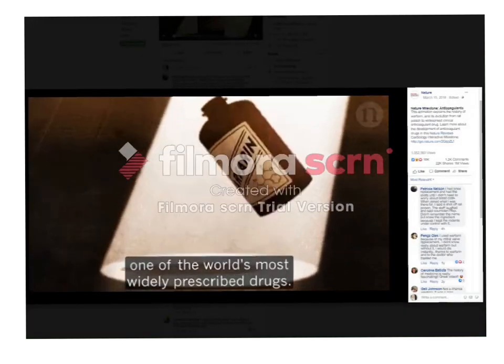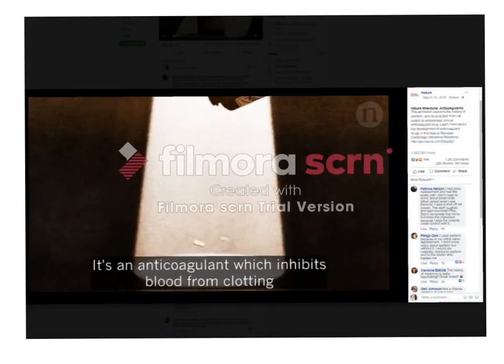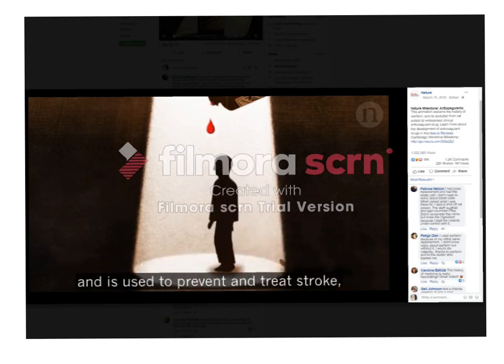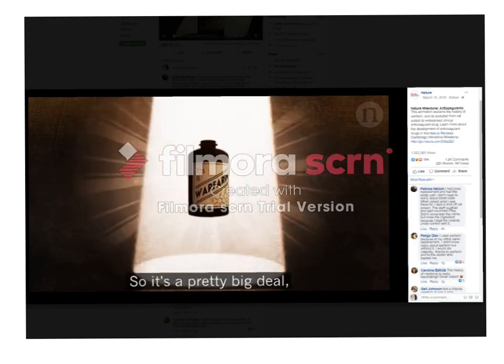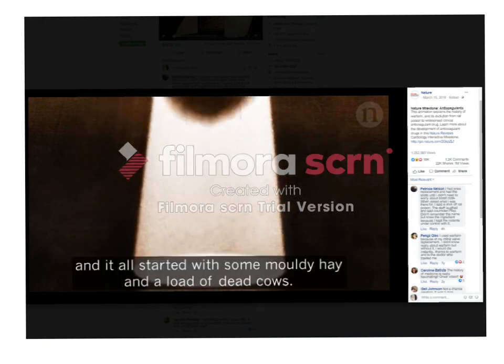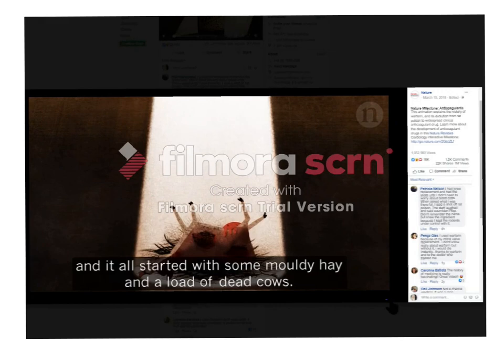One of the world's most widely prescribed drugs. It's an anticoagulant which inhibits blood from clotting and is used to prevent and treat stroke, heart attacks, and deep vein thrombosis. So it's a pretty big deal. And it all started with some moldy hay and a load of dead cows.